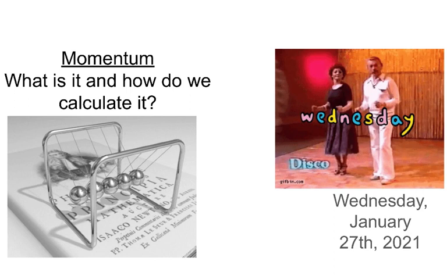Then you should know what momentum is. So momentum is kind of a measure of the motion of an object. So only moving objects have momentum. We calculate momentum with the equation.